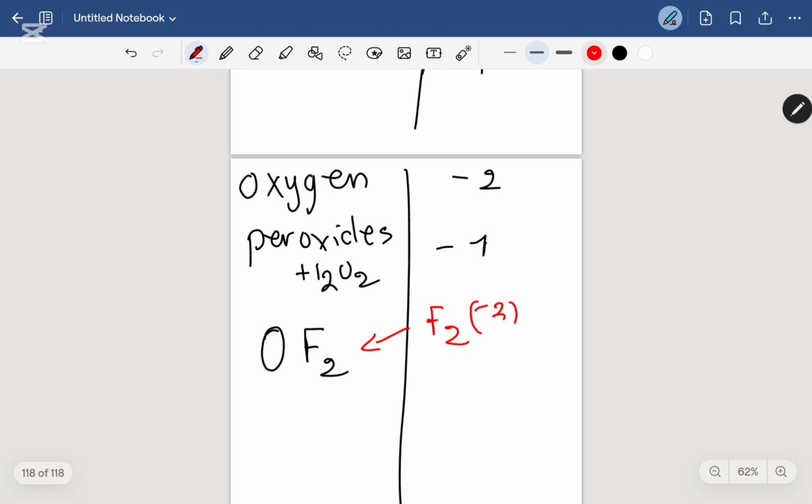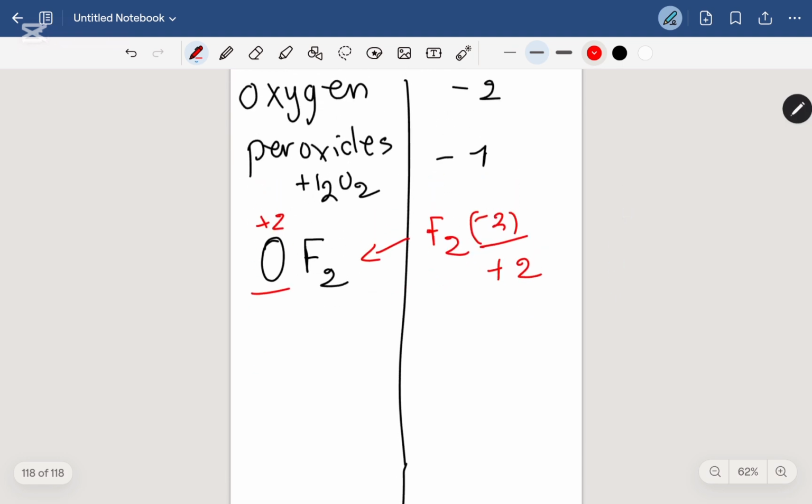Why? Because F has an oxidation number of -1. So F2 will have an oxidation number of -2. That leaves us with oxygen having an oxidation number of +2. So only in this case, in OF2, does oxygen have an oxidation number of +2.